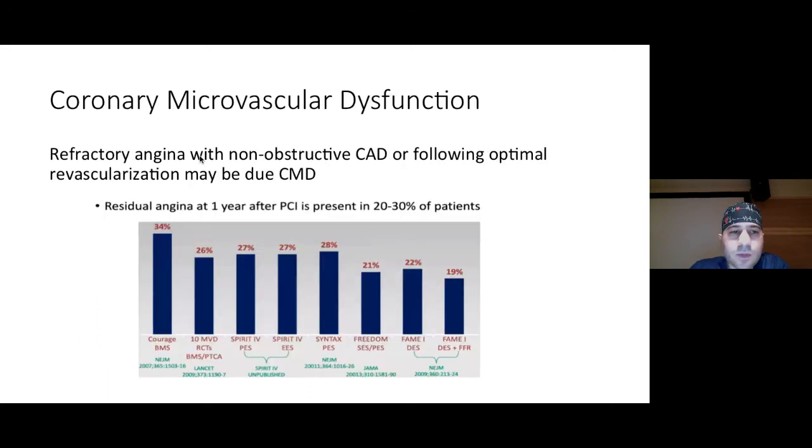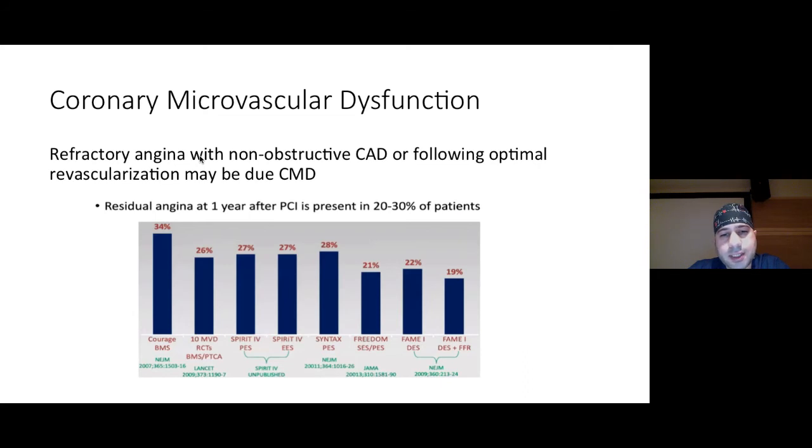meaning that there is something going on that we might be able to help these patients with. And as I showed you before, looking at our PCI results, we might have patients that have refractory angina after PCI. Even though you've optimized your revascularization, this might be due to coronary microvascular dysfunction. And as I showed you in our first case, the risk factors for CMD are very similar to patients with obstructive coronary artery disease.